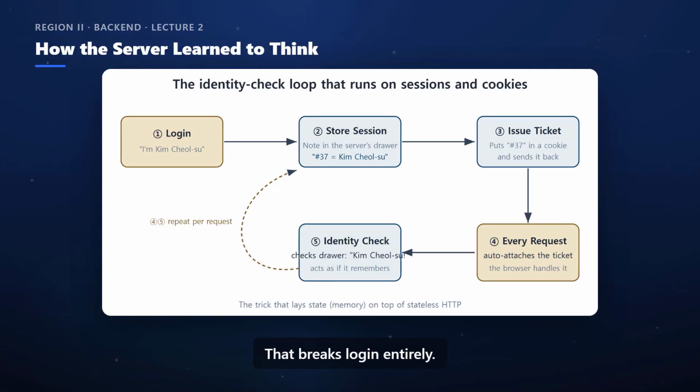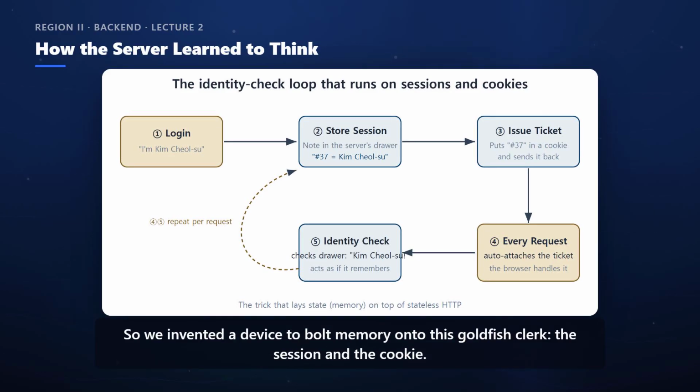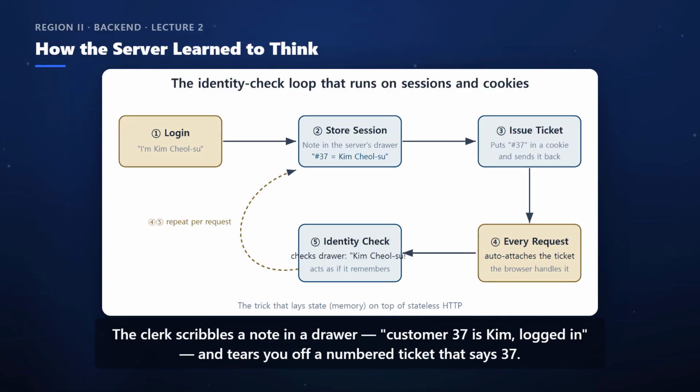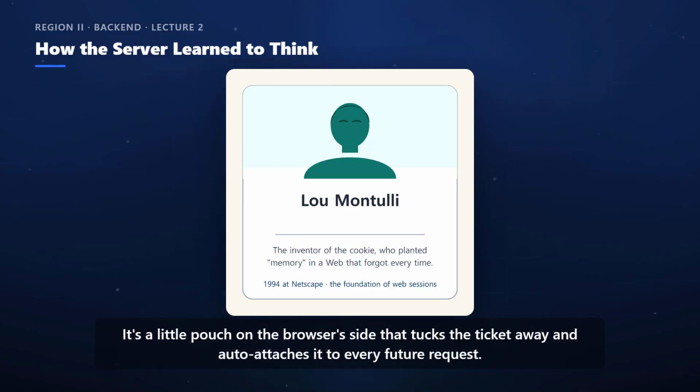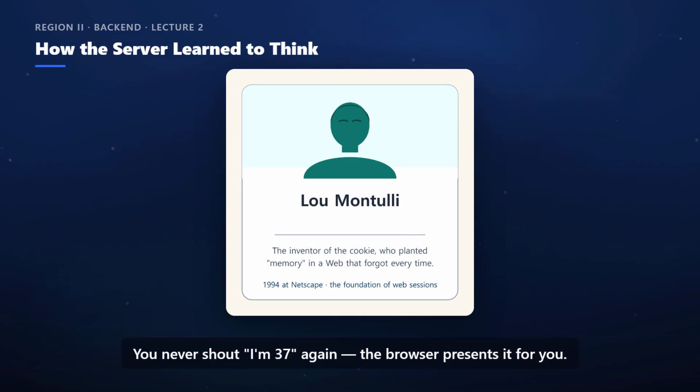That breaks login entirely. So we invented a device to bolt memory onto this goldfish clerk, the session and the cookie. The clerk scribbles a note in a drawer: "Customer 37 is Kim, logged in," and tears you off a numbered ticket that says 37. But who carries that ticket between visits? The cookie. It's a little pouch on the browser side that tucks the ticket away and auto-attaches it to every future request. You never shout, "I'm 37" again, the browser presents it for you.